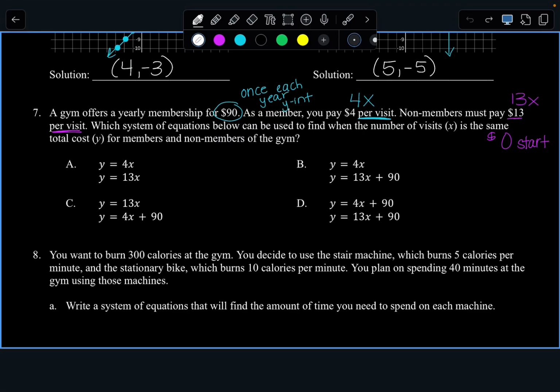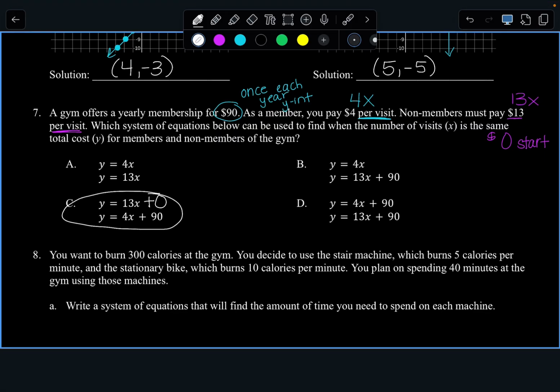Again, that is because it's $13 each time you visit, but you're not paying anything to start. And then the other one is $4 per visit, but you're paying $90 up front. Okay? Does that kind of make sense?